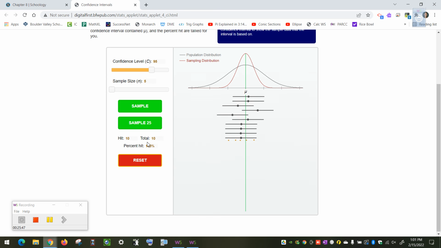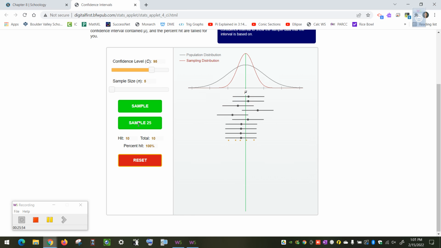In the applet to do this, we're going to sample a set of 25, four times. So I'm going to go ahead and hit reset. And the question is going to be, all right, how many of the 100 actually captured the true mean? So here's what it would look like on mine.